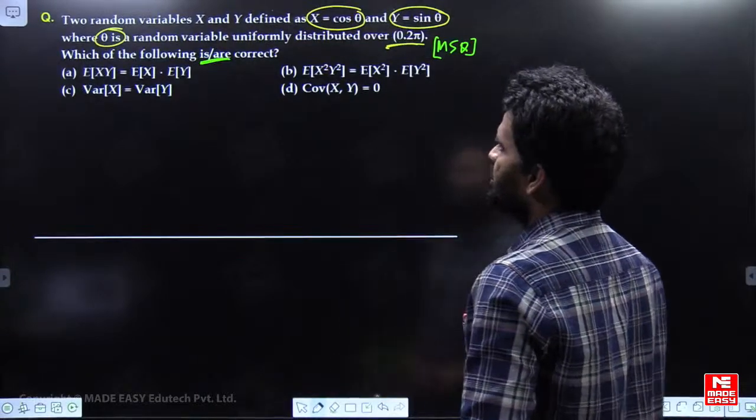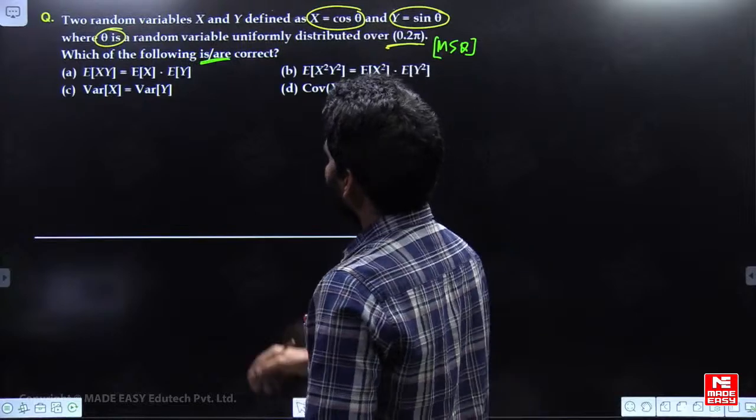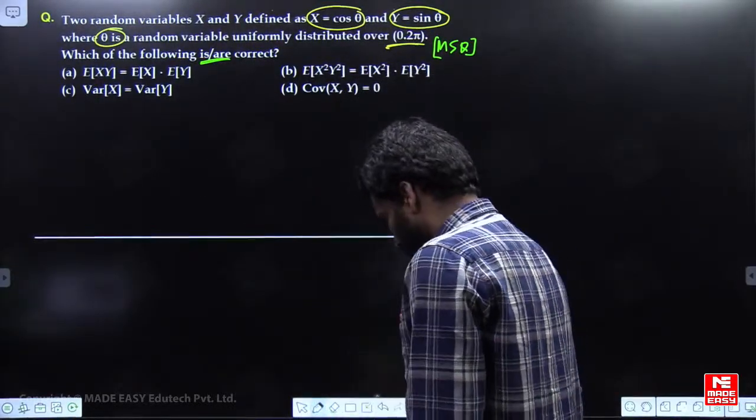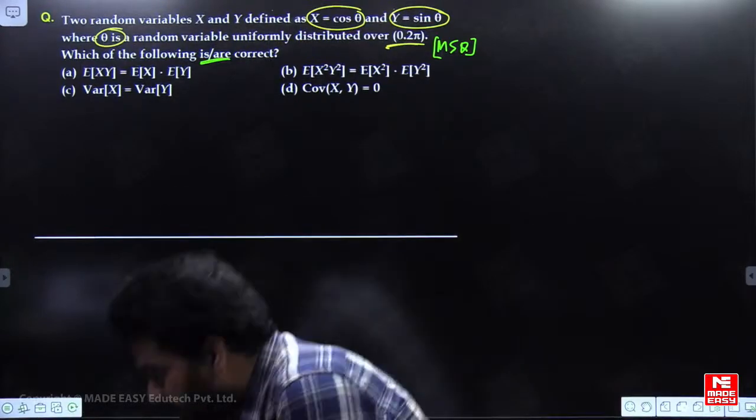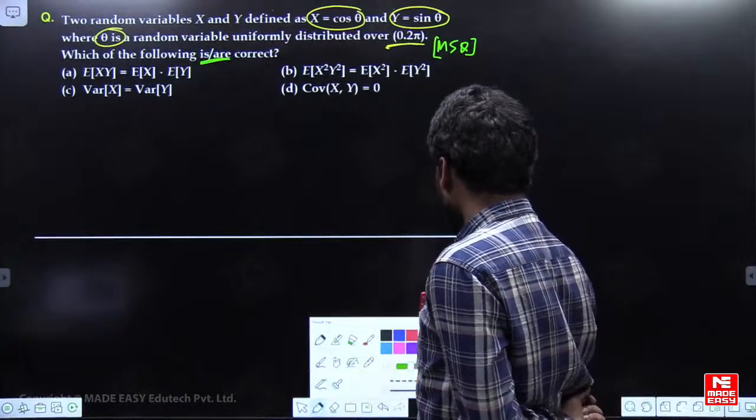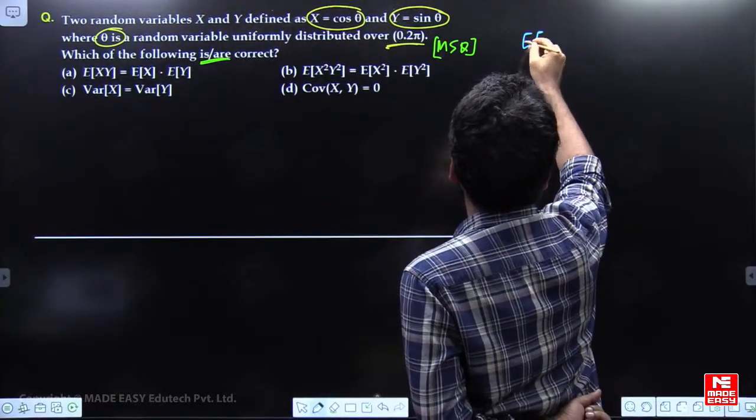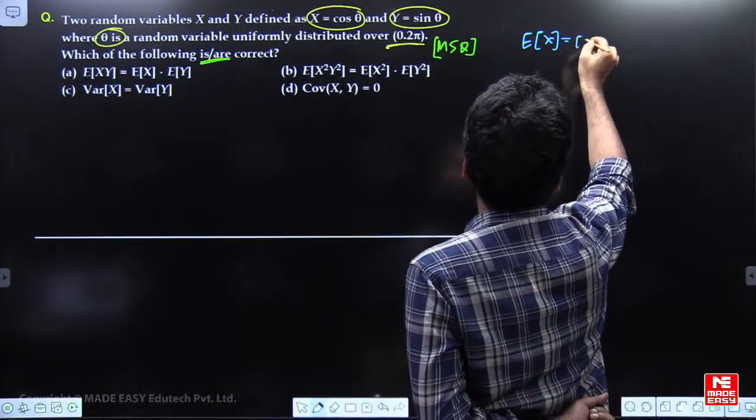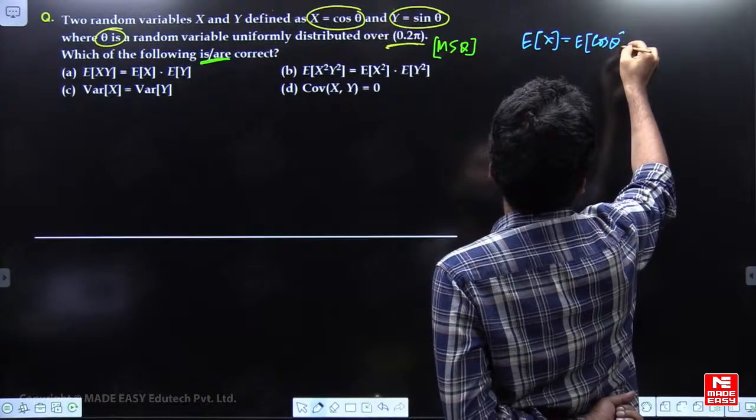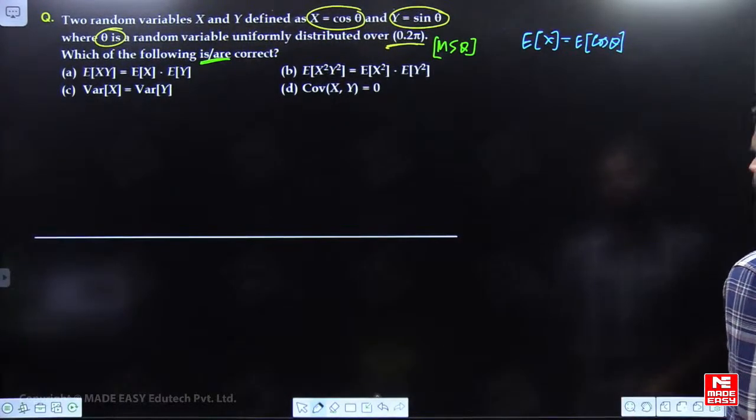If you see expectation of xy and expectation of x into expectation of y, let's check the validity of the first one, option A. So if you see expectation of x, that is expectation of cos theta.